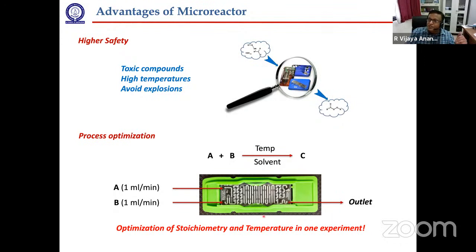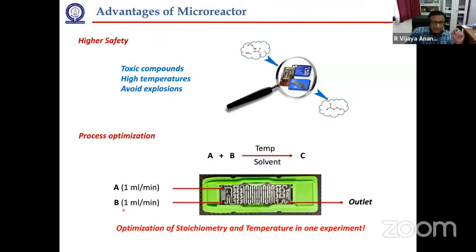You can check TLC from the outlet. You can take one drop of the reaction mixture and check TLC. If there is no reaction, you can increase the temperature to 50 or 60 or 70 or 80, then wait for the reaction mixture to come out and check TLC. Suppose at 80 degrees the reaction is working, so now you know that the temperature can be optimized to 80 degrees, right? In one experiment you can do that.